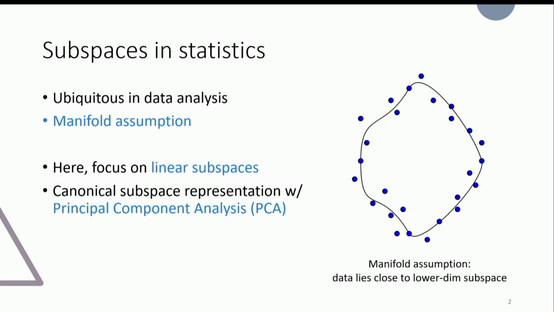And here, we will only focus on simple linear subspaces, in the sense that we will represent a dataset, a point cloud, as a linear subspace, and a canonical way of doing that is through principal component analysis. You do a representation at a given lower dimension of your data by taking the principal subspace at a given dimension.